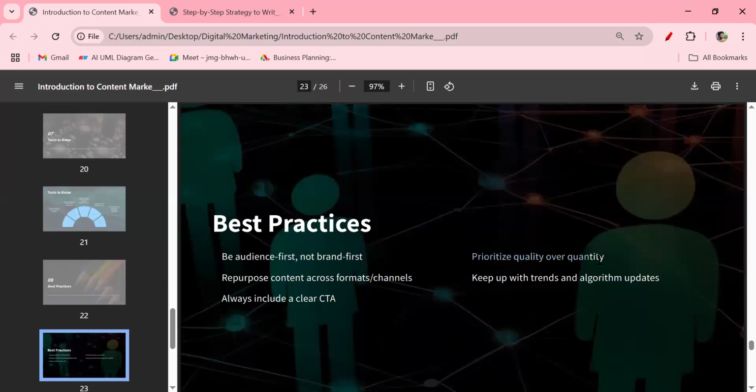Prioritize quality over quantity. If you post 10 posts in a day, and someone posts only 2 posts but of better quality, they may get much more impressions and click-through rate, CTR. So we have to prioritize quality, repurpose content across formats and channels, keep up with trends and algorithm updates, and always include a clear CTA.